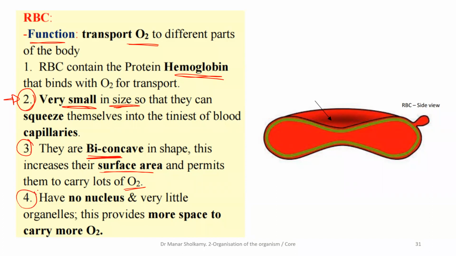And point 4, it has no nucleus and very little organelles. It has no endoplasm. Provide more space for the oxygen. Exactly. So there are 4 separate points. Is it clear? Yeah, thank you.